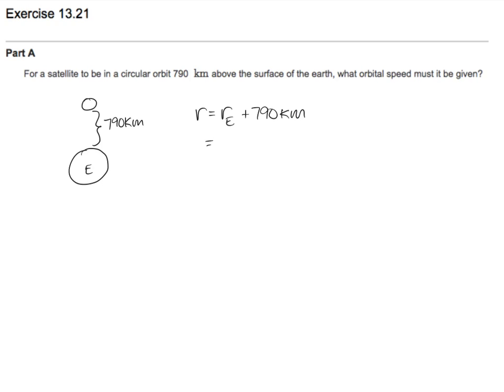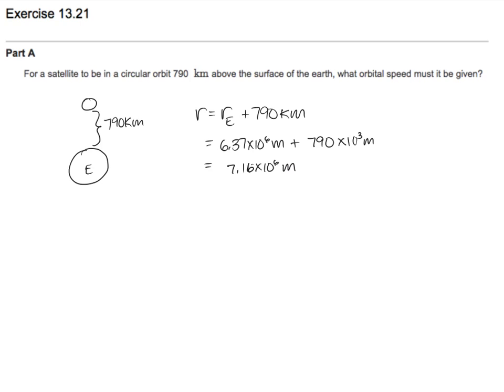So the radius of the Earth is 6.37 times 10 to the 6 meters. And then we want to add 790 times 10 to the third to put it in meters. And this gives us a radius for this particular problem of 7.16 times 10 to the 6 meters.